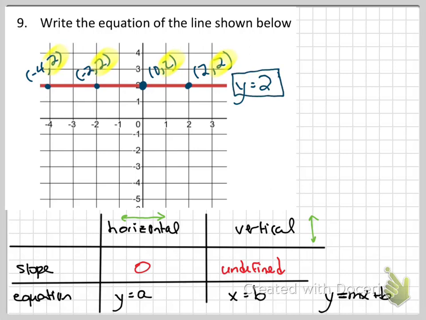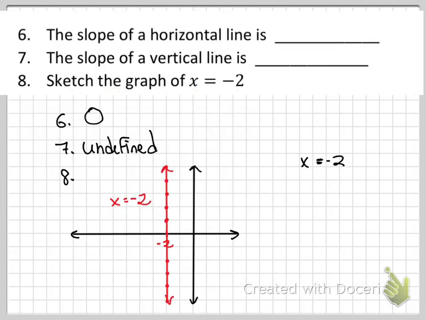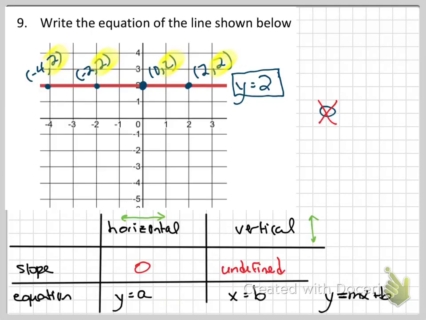Again, be careful. The equation of the line is not 0. The slope of the line is 0, but the equation is y equals 2. Likewise, if you were looking at something like this, where you had a vertical line, the equation of the vertical line is not undefined. The equation is x equals -2. So make sure when you're studying, you understand the difference between asking for the slope of a line and the equation of the line. Be careful with that.